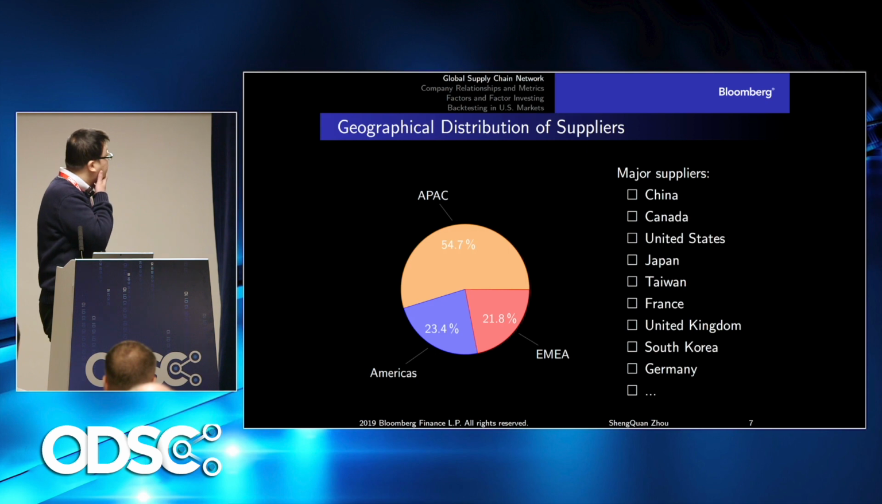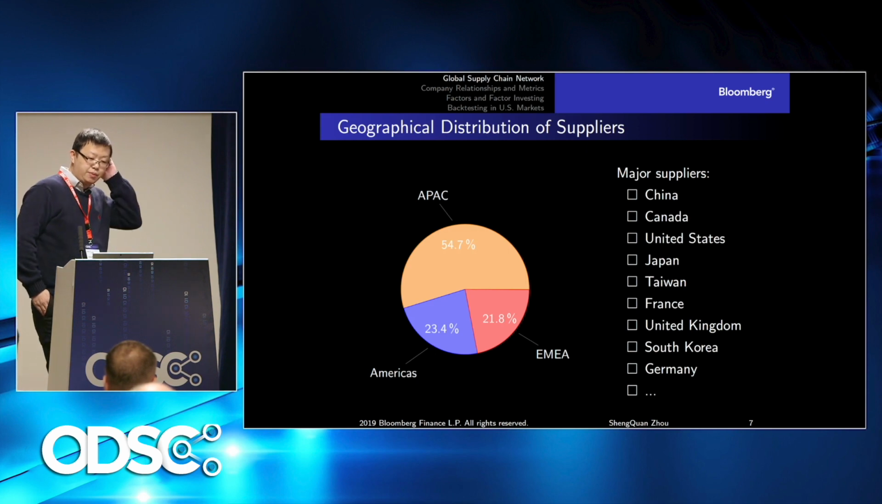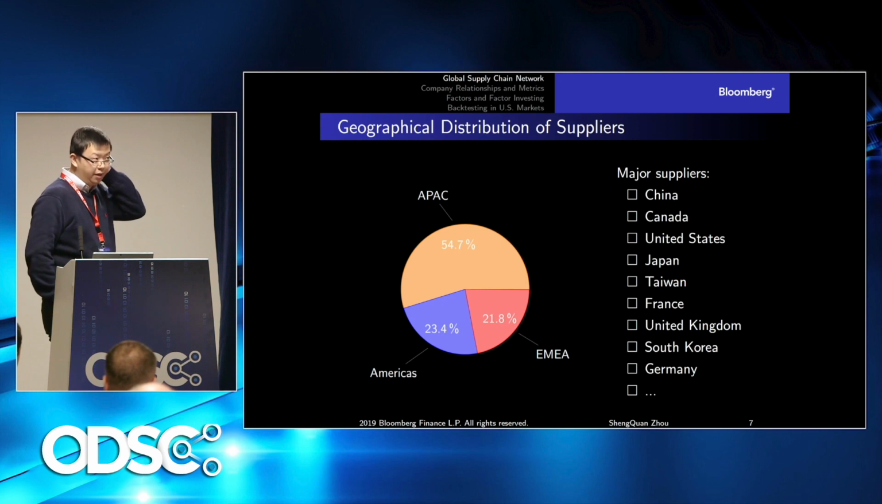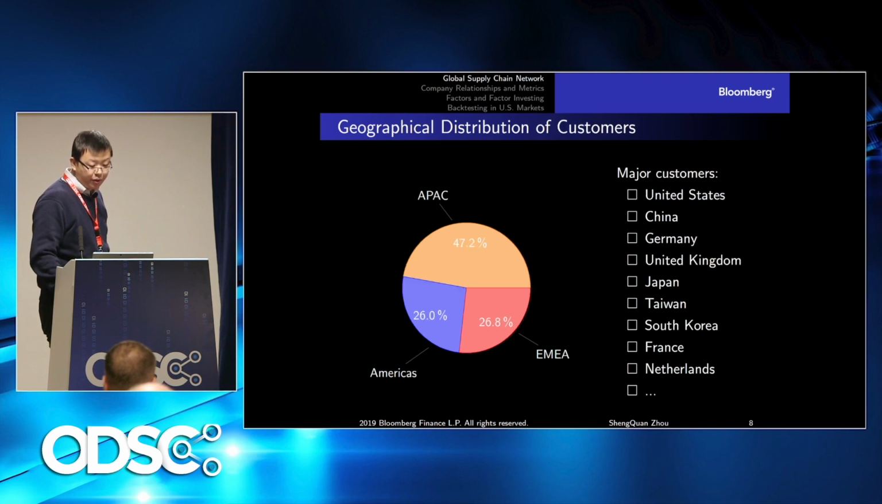Some descriptive statistics. The majority of the relationships covered by our dataset are in APAC. Here are the major suppliers recorded in the dataset. You have China, Canada, and the United States. Analogously, we have a similar distribution for the customers. Actually, the list of major customers is essentially the same as the major suppliers, except that Canada is not in the list.